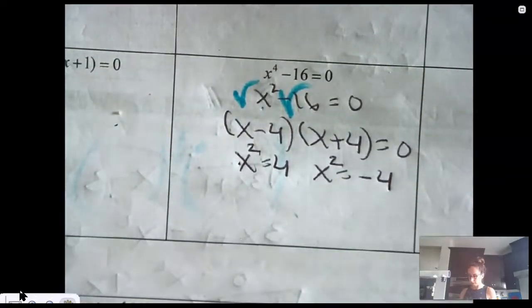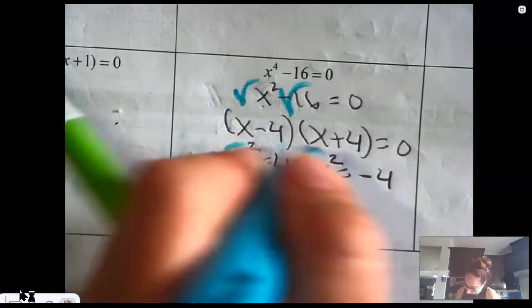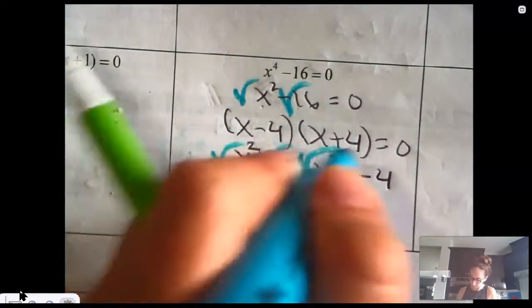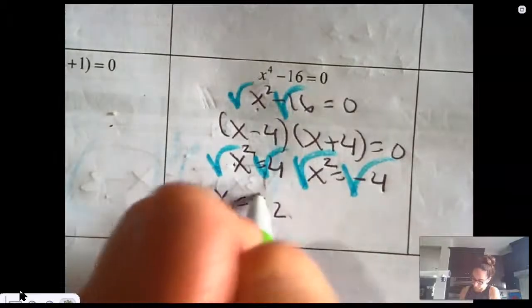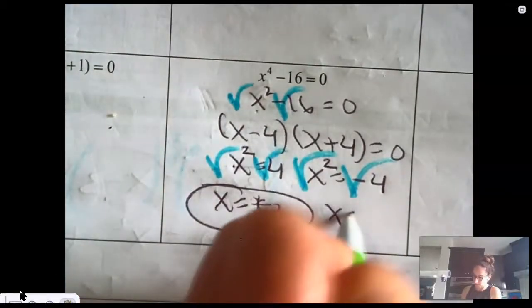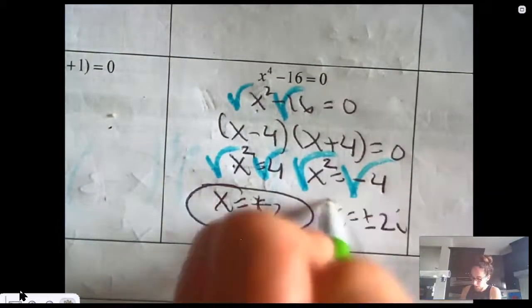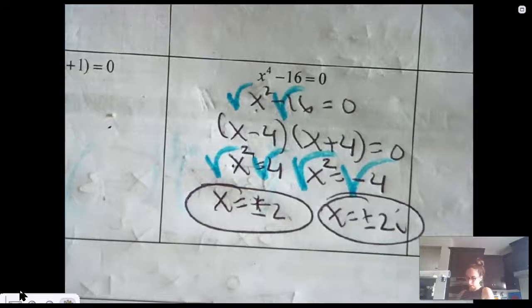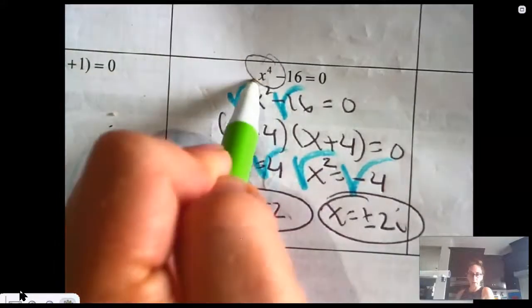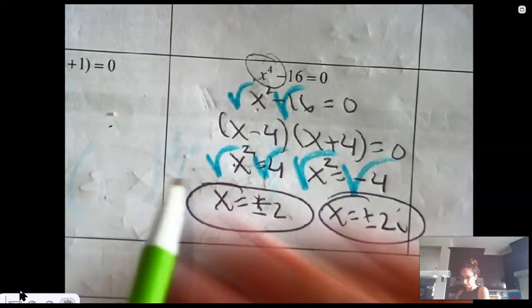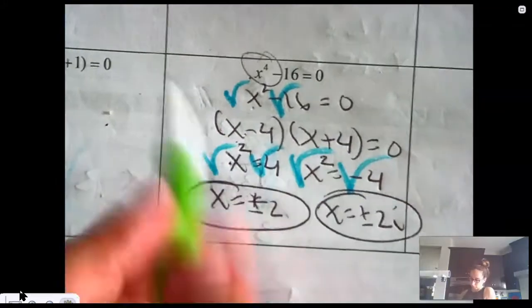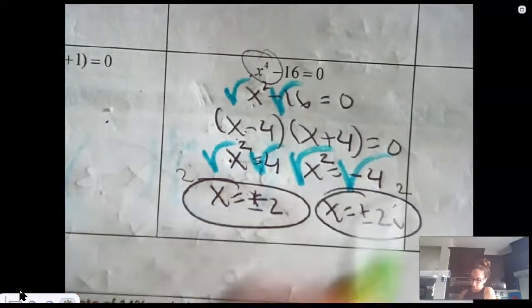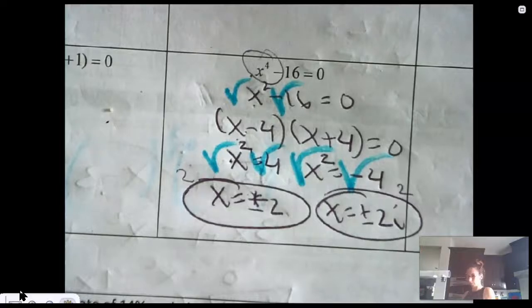So that means, what do I do now? I, again, square root. Square root of 4 plus or minus 2. X equals plus or minus 2i. Now, what does that mean? How many answers should you be getting? 4. How many answers did I get here? When I had x equals 4, I only had 2, so I needed to get 2 more. So there's 2 answers there, and there's 2 answers there, and that makes a total of 4.